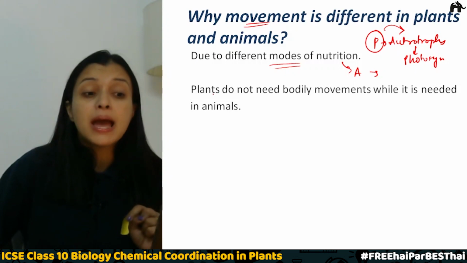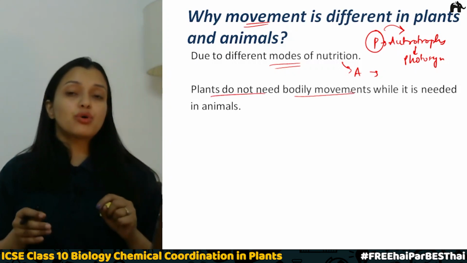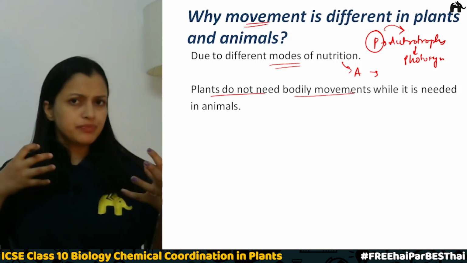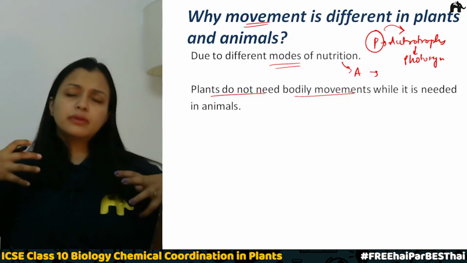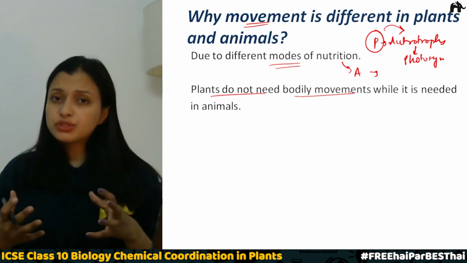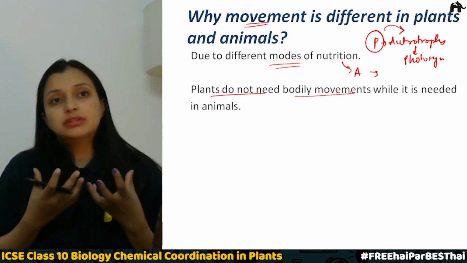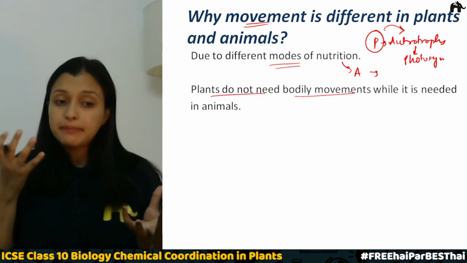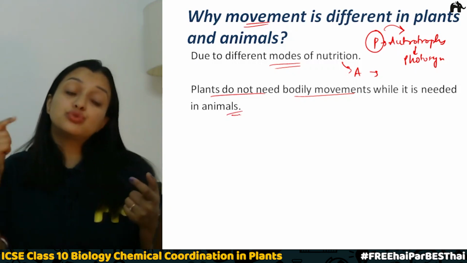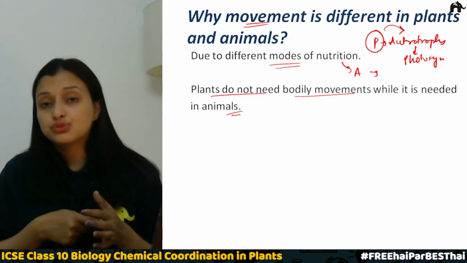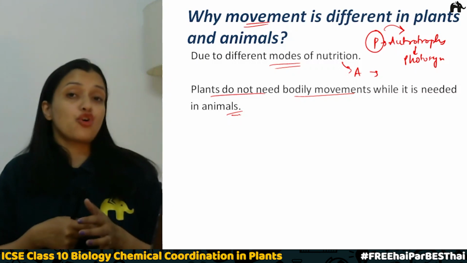The next thing, plants do not need any bodily movements. We can see the plants, they do not need to move a lot. They stand at a place, they photosynthesize, they take their nutrition, right? But in case of animals, they do need these bodily movements because they need to hide themselves, and they need to run around in search of food.